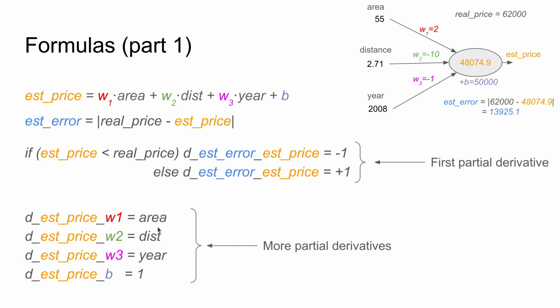The second set of derivatives is the derivatives of this with respect to each variable. So you have the derivative with respect to W1, which is area. Everything except W1 is a constant, so if we compute the derivative, it's just area. For W2, it's distance. For W3, it's year. And with respect to B, it's just 1, because it's +1B, everything else is constant, that's it.